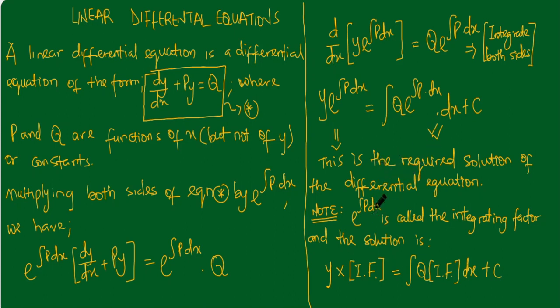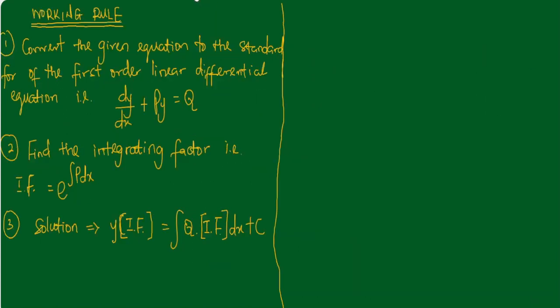Now, e raised to power integral of p dx, you must have been seeing it everywhere. We call it the integrating factor, and therefore we can rewrite the solution in terms of it as y multiplied by the integrating factor is equal to the integral of q multiplied by integrating factor with respect to x plus c. Now let's look at the working rule for solving first order linear differential equations.